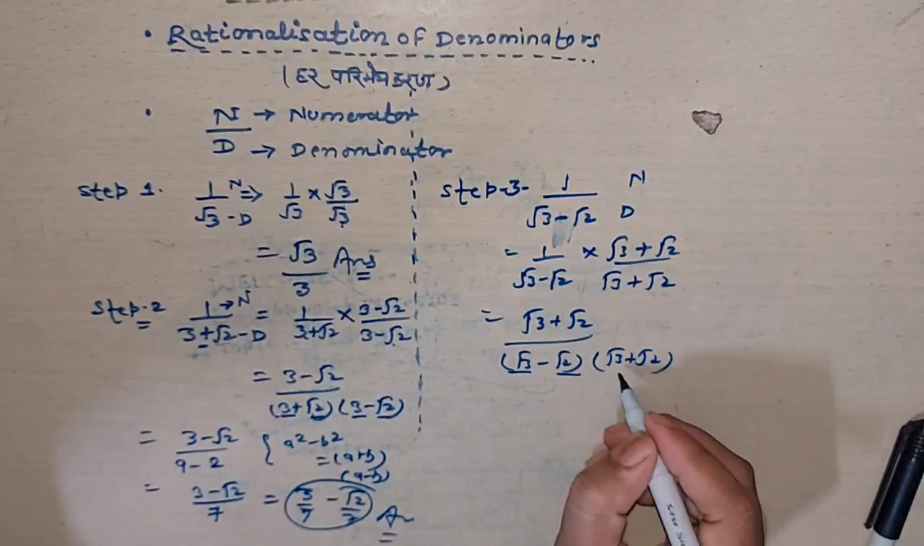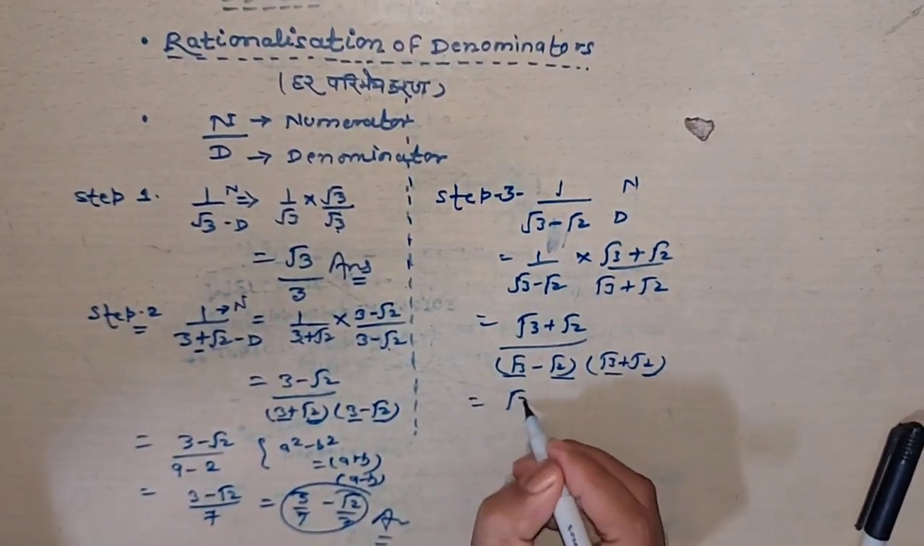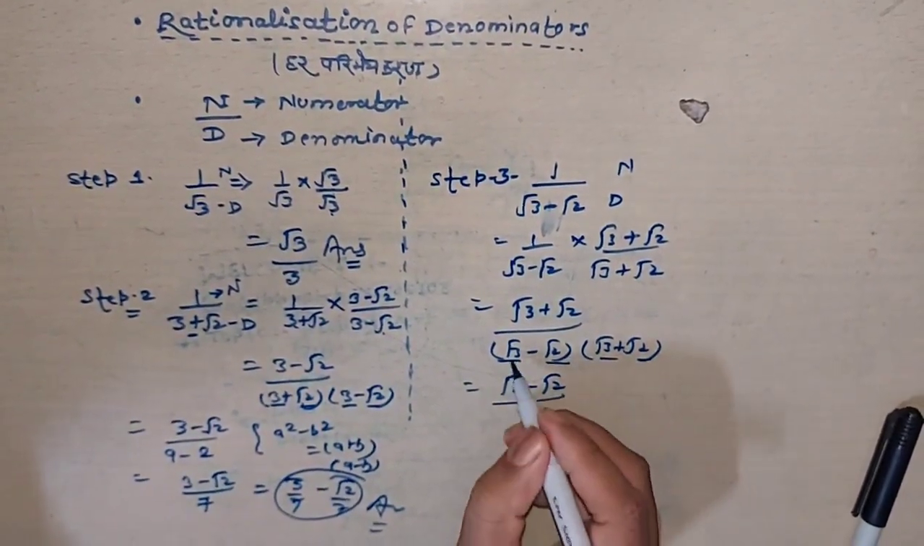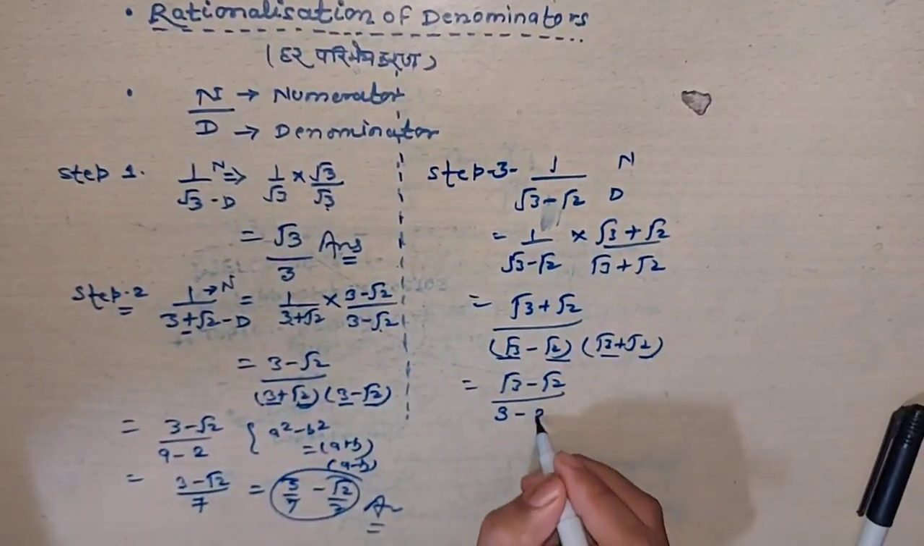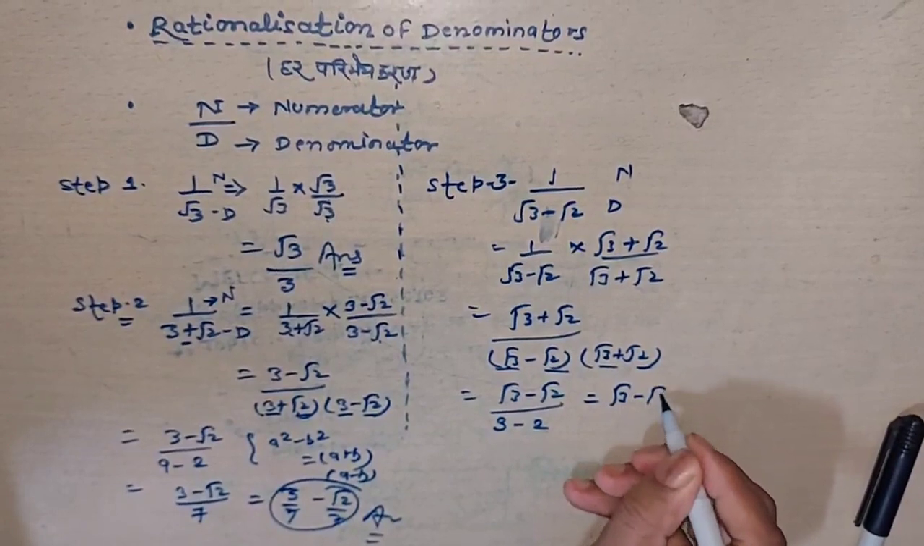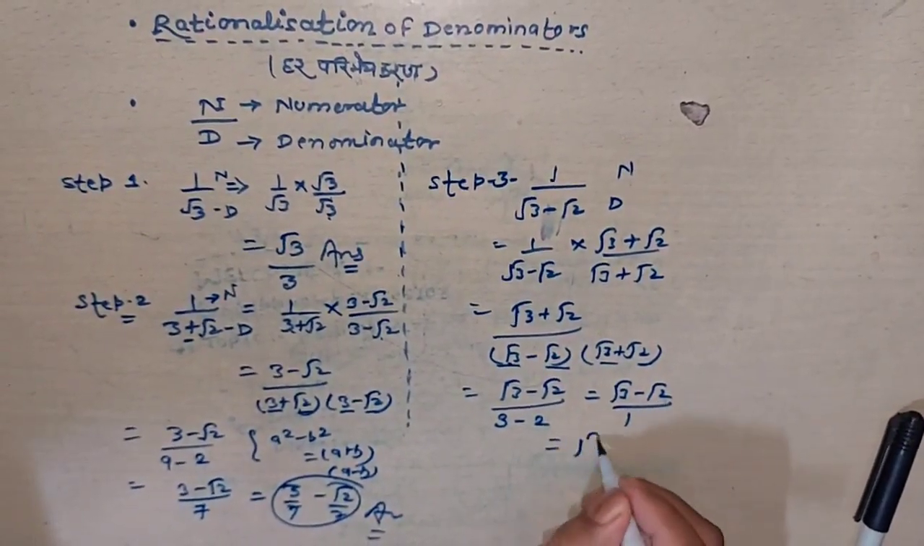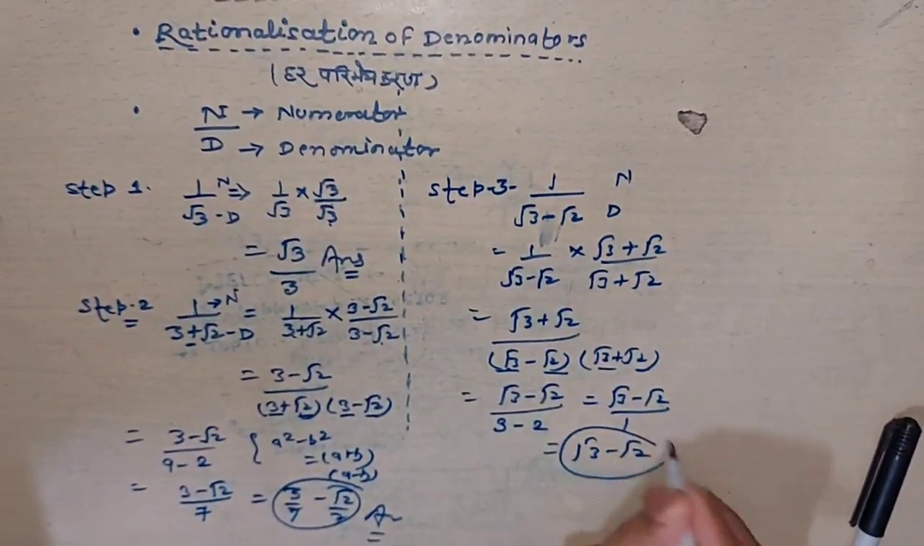Same here, a plus b and a minus b, so in the root, a square will be 3 and b square will be 2. So root 3 plus root 2 by 1. You may be writing in this form also.